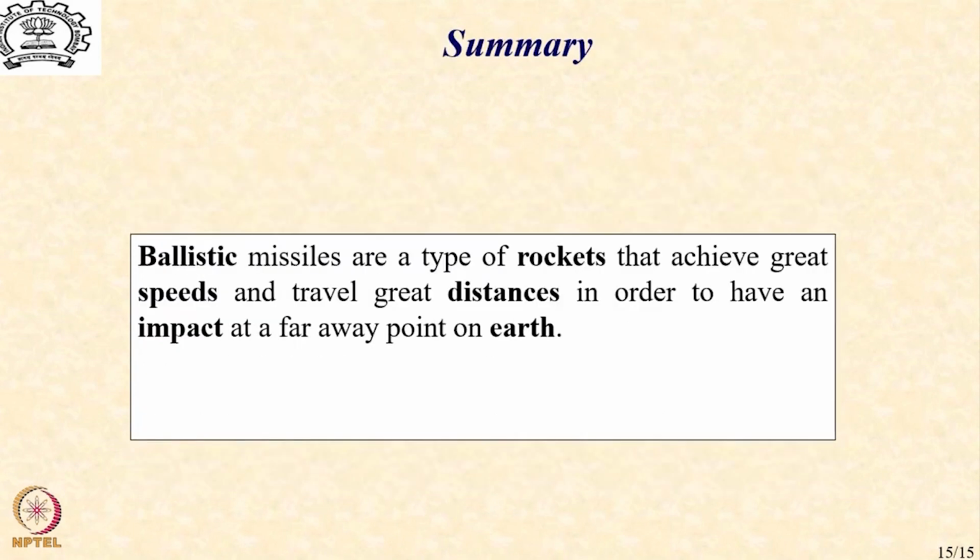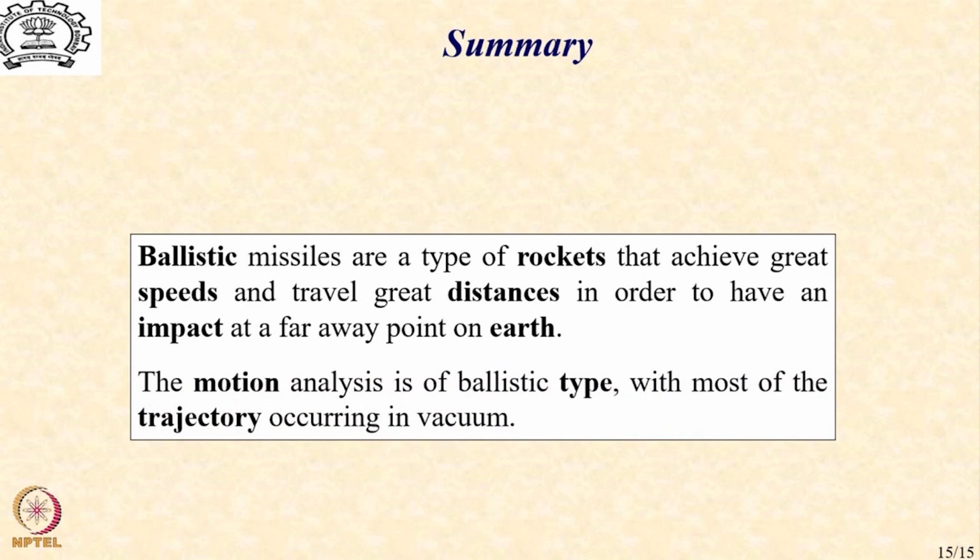So to summarize, ballistic missiles are a type of rockets that achieve great speeds and travel great distances in order to have an impact at a faraway point on Earth. Further, we note that motion analysis is of ballistic type, with most of the trajectory occurring in vacuum.